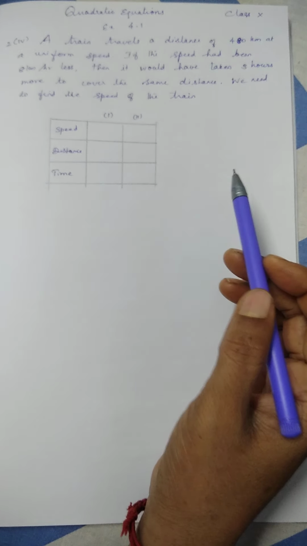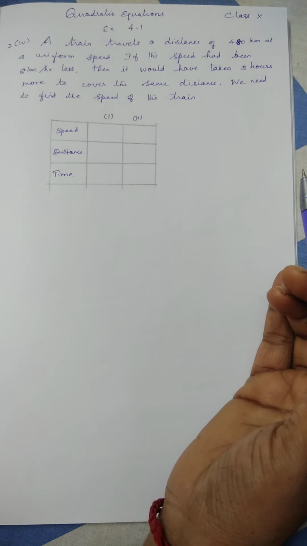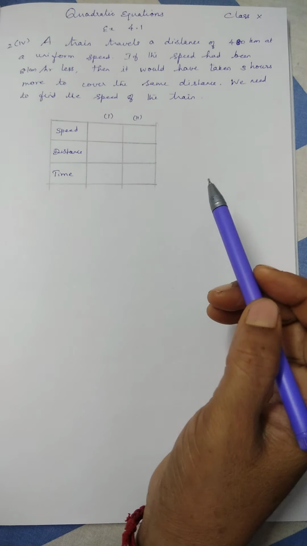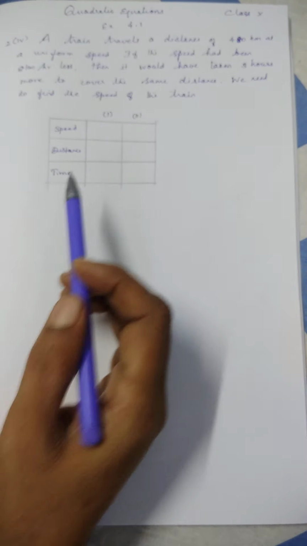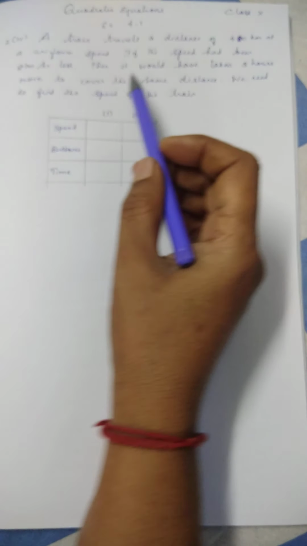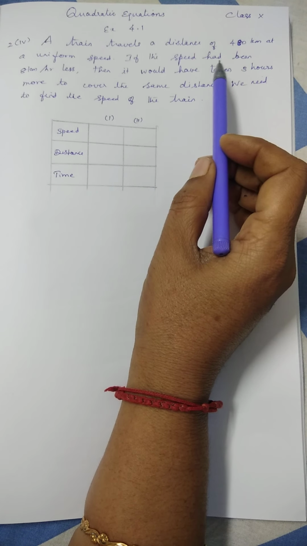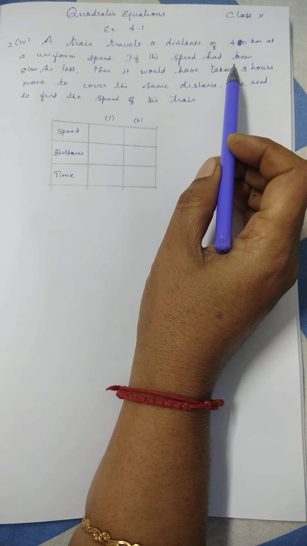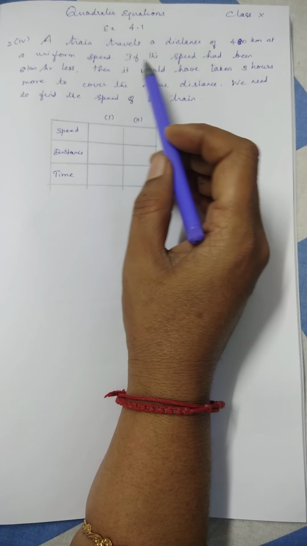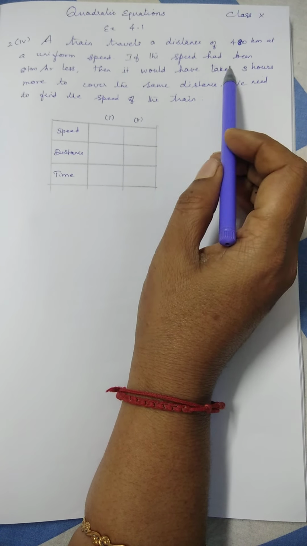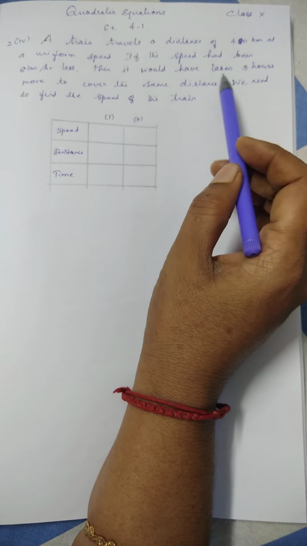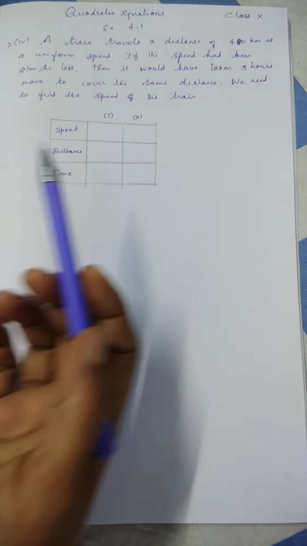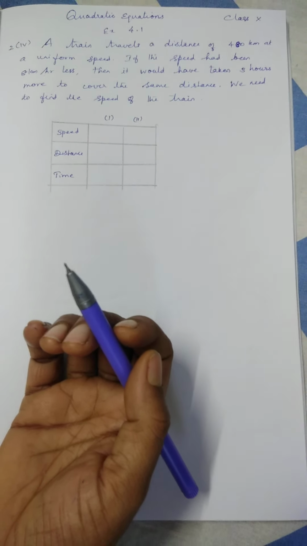You all know the formula: speed is equal to distance by time taken. We are going to use that formula only to do this sum. Let us read the question again. They've given the train's distance as 480 km, and it is going at a uniform speed. If the speed had been 8 km less, then it would have taken 3 hours more. So logically, if the speed is less, it will take more time.